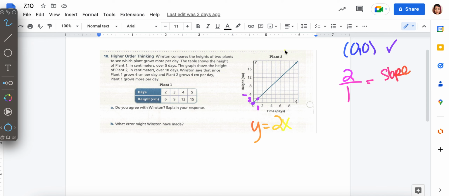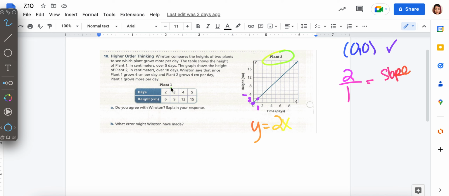Well, we already know plant 2 does not grow 4 centimeters per day. It grows 2 centimeters per day because we already found the slope. So now we have to do the slope here.